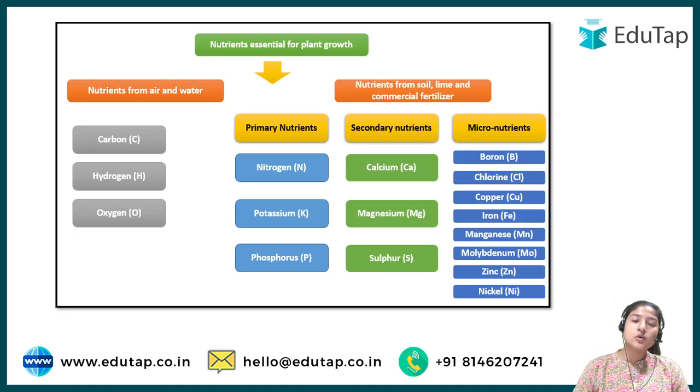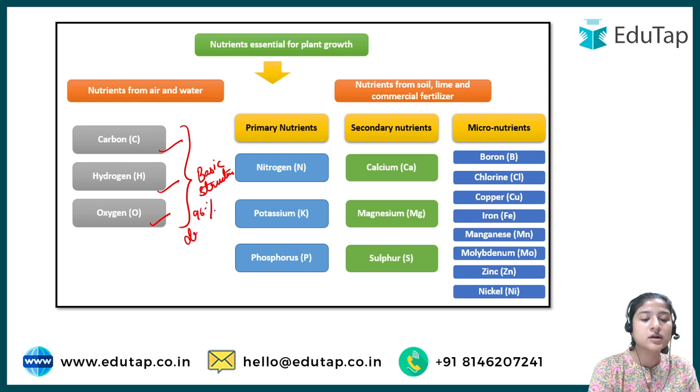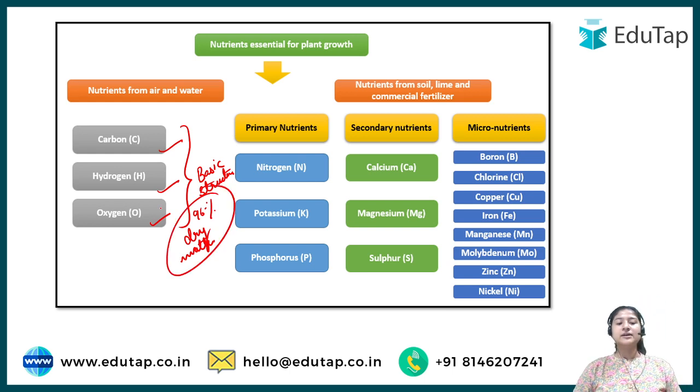So what are those 17 that you can see on the slide? Carbon, hydrogen and oxygen, see these three, they form the basic structure, and these constitute approximately 96% of the dry matter. Do remember this, we are talking about the dry matter of the plant. Dry matter is nothing but the basic composition, the physical portion that we touch, excluding water and everything, the dried portion. It is a constituent of CHO, that is carbon, hydrogen and oxygen.